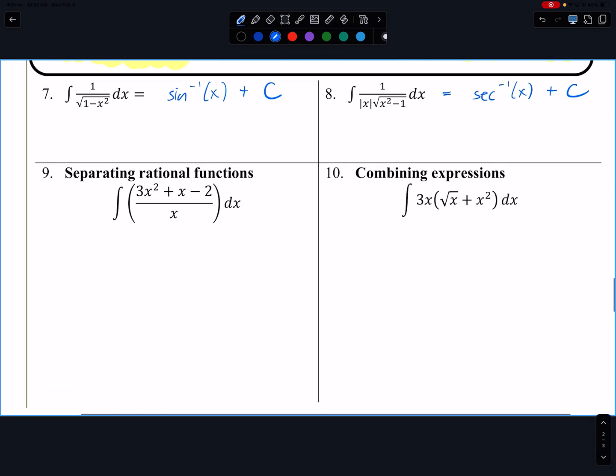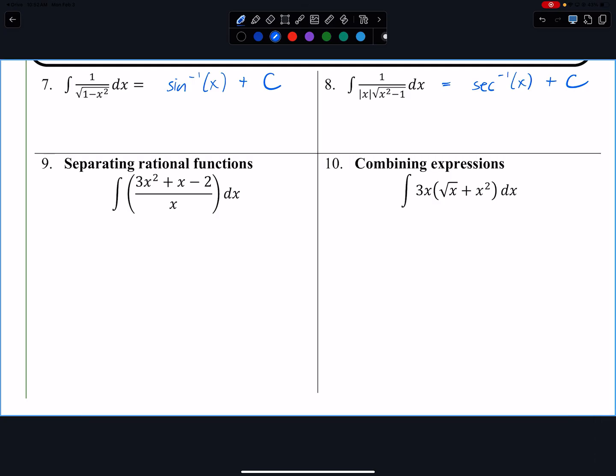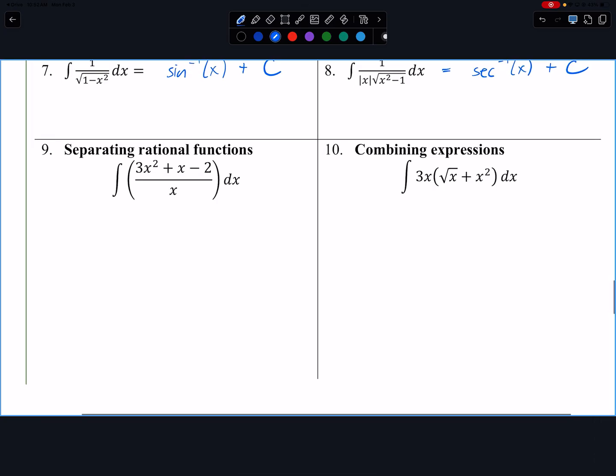All right, number 9 and 10 are little tricks to make things easier. So we're not actually finding a particular solution here. You're just making your life easier. What I want you guys to notice is how many terms are on the bottom? 1. So you're not going to try to integrate the way it looks right now. What I'm going to do is divide everything by x first. So I could rewrite this like this. The integral, if I take 3x squared and divide it by x, what's that the same as? 3x. Plus, what's x divided by x? 1. Minus 2 over x dx.